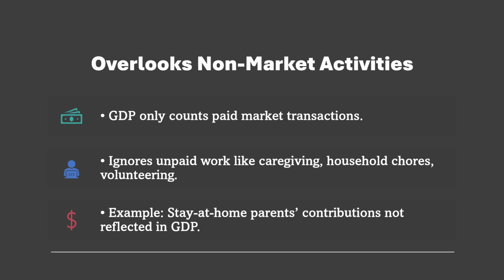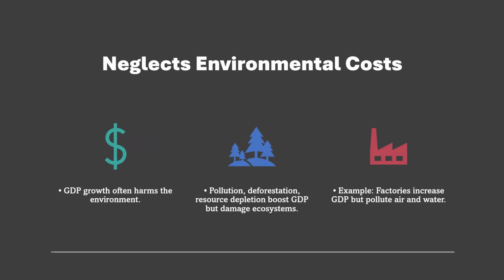3. Neglects environmental costs. GDP growth often comes at the expense of the environment. Activities like deforestation, pollution, and over-extraction of resources boost GDP but harm the planet. For example, a factory producing goods increases GDP, but if it pollutes rivers and air, the long-term damage to health and ecosystems isn't subtracted from GDP figures.